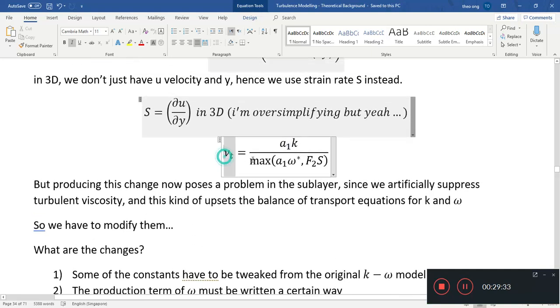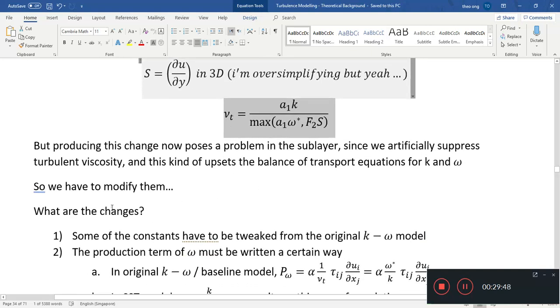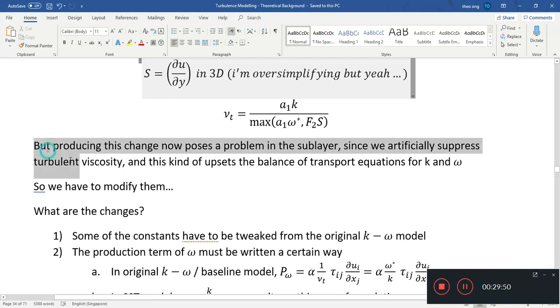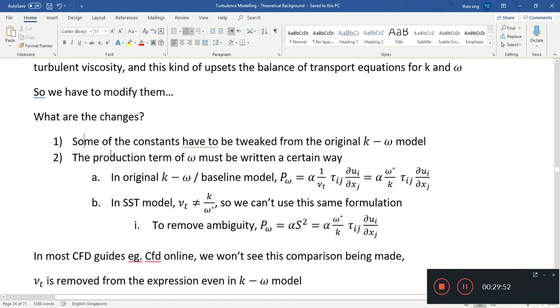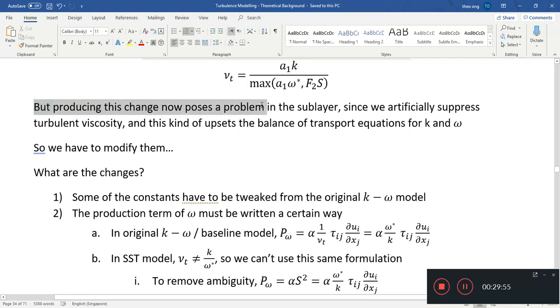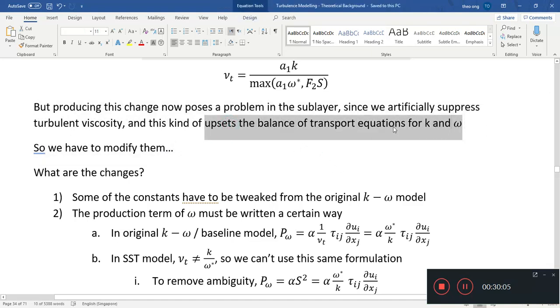Since you artificially suppress turbulent viscosity in the turbulent sublayer, you need to make some changes as well. What are these changes? Producing this change now produces a problem in the sublayer, as I was talking about just now. This upsets the balance of the transport equations for K and omega, so we need to modify them. What are the changes?